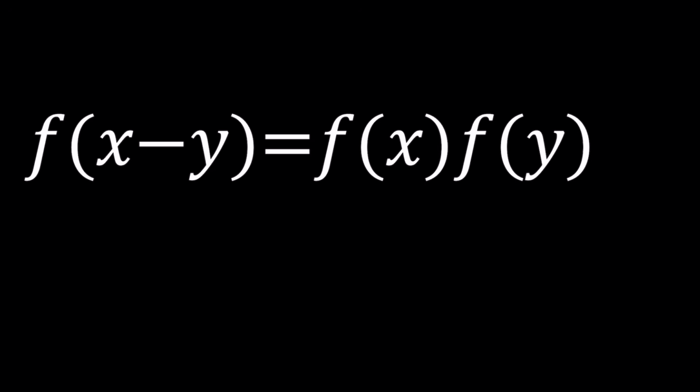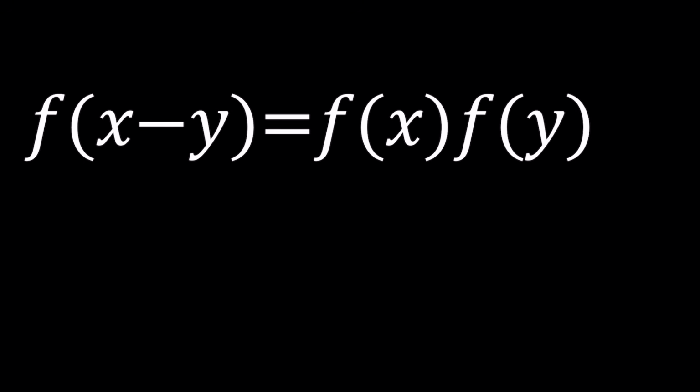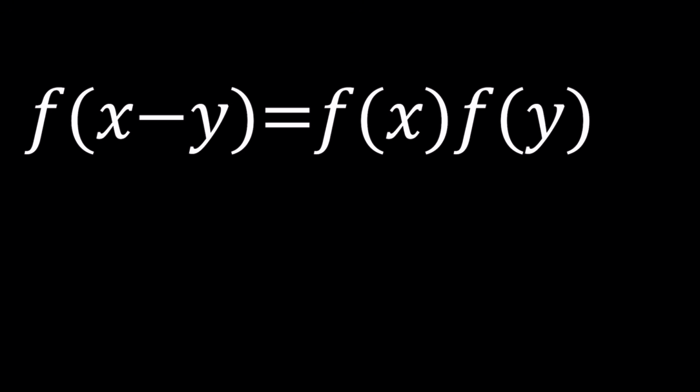Hello everyone. In this video, we're going to be solving a nice and quick functional equation. We have f of x minus y equals f of x times f of y, and we're going to be finding an expression for this function. So what kind of function satisfies this equation? At this point, you can go ahead and make some guesses, and we're going to check those at the end.